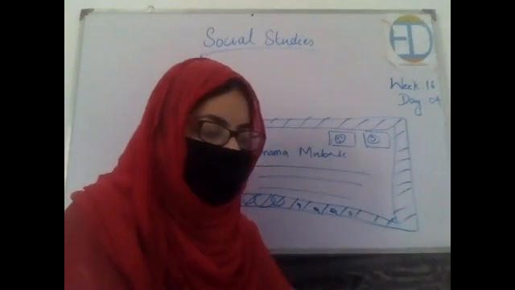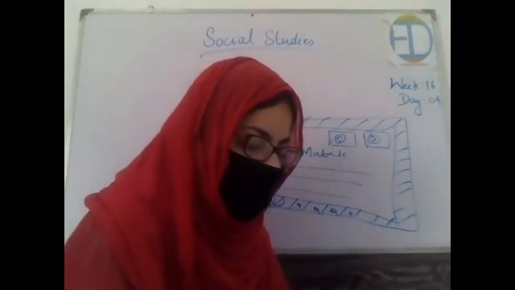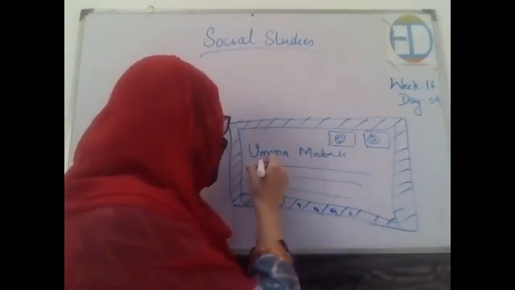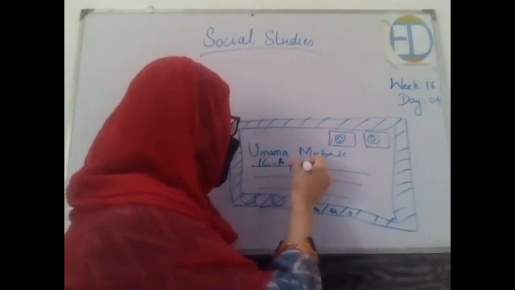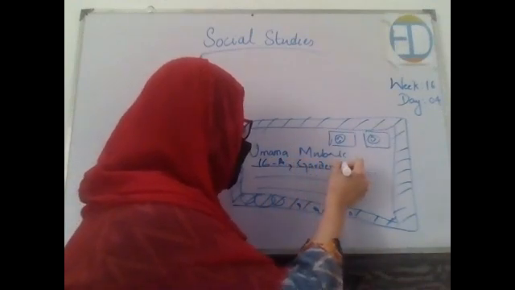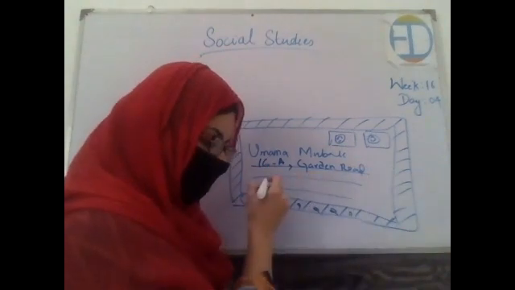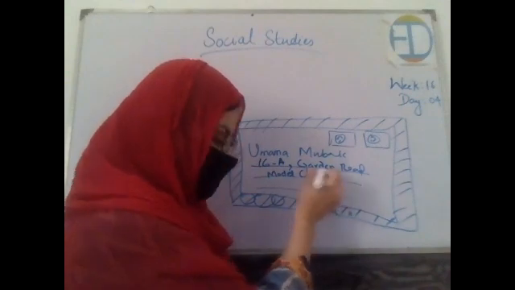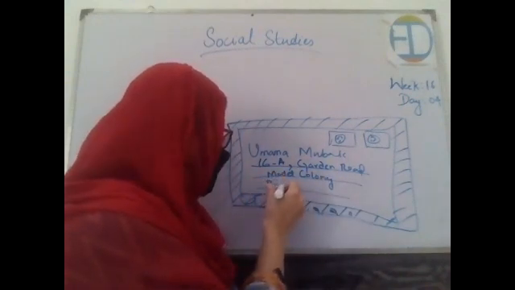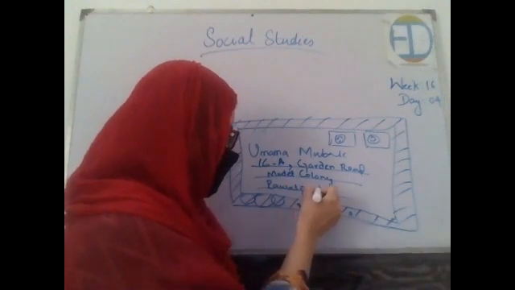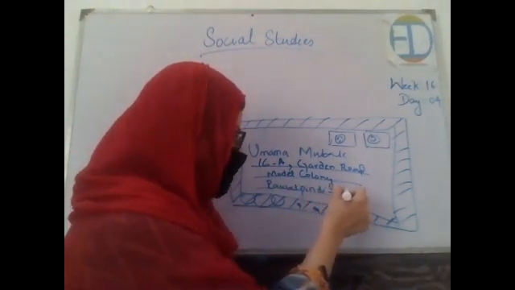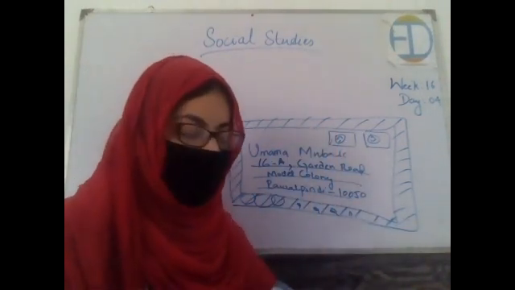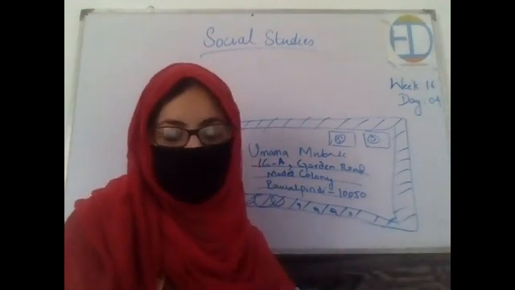Okay, hurry up. Let's say we talk about Asad's address, there are three lines, so you will write it as 16A Garden Road, Model Colony, Rawalpindi, 10050. Okay, hurry up, write it down. Similarly, write Asad's address first and then yours.